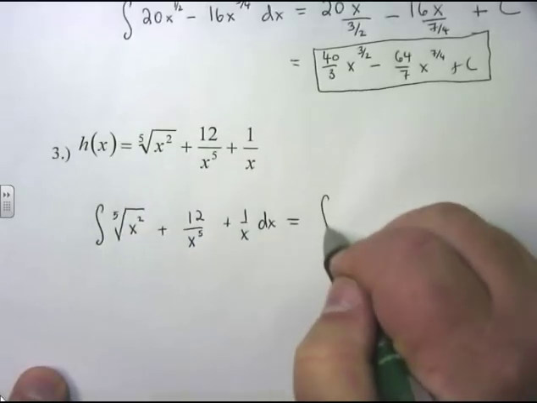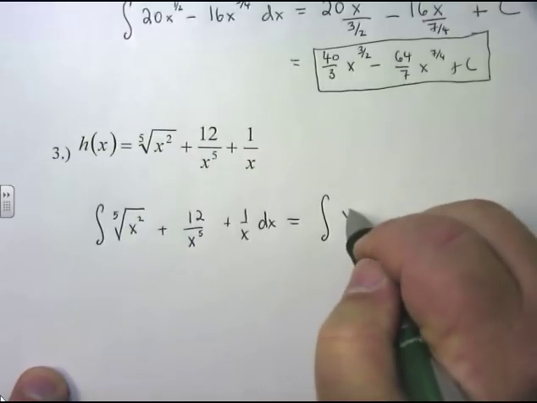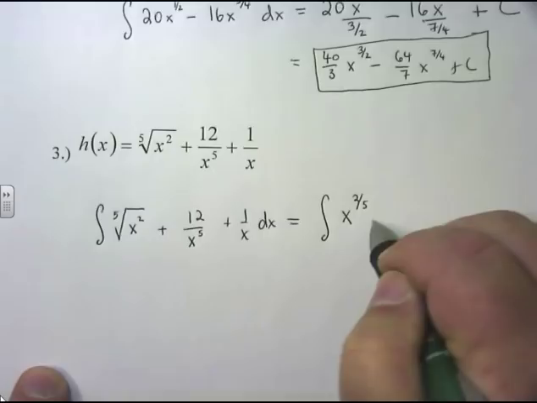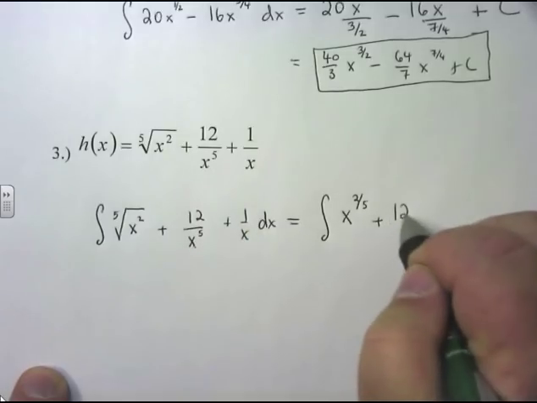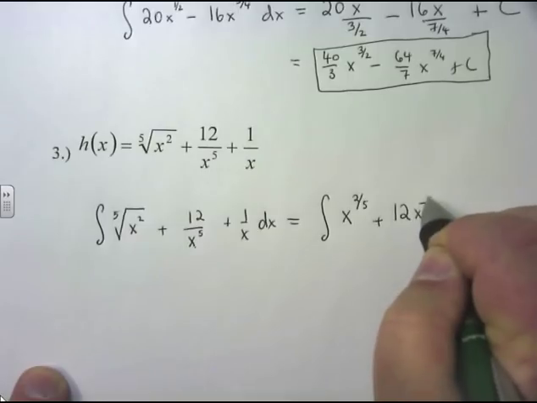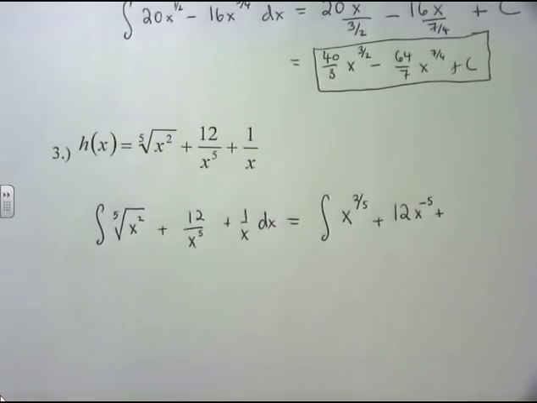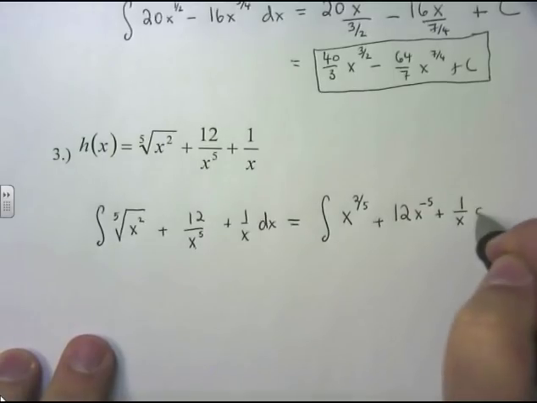So I don't do 5th roots. So this would be the integral. 5th root is a 1/5 power of x squared. When you clean it up using your exponential properties, that's x to the 2/5. Plus, I don't like stuff on the bottom. I bring it to the top and make it negative. That'll be 12x to the -5. Plus, now 1 over x is a special function that I have memorized. The integral or antiderivative of 1 over x is natural log of the absolute value of x. So I'm going to leave that guy alone because I know that's a special rule.